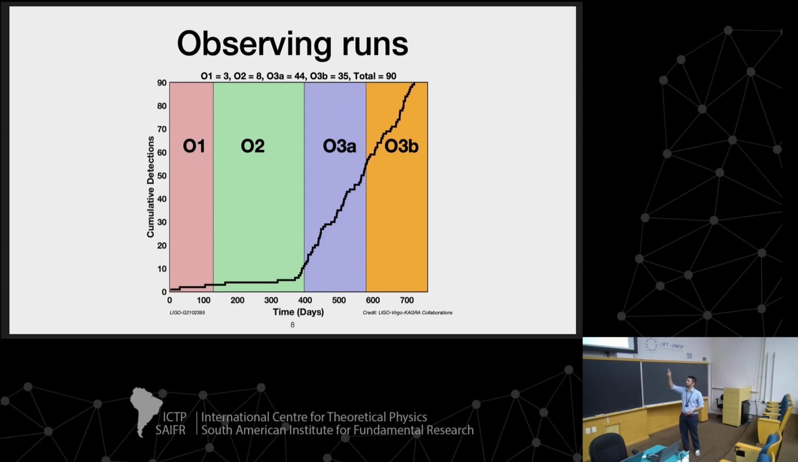And you see a nice thing, which is that the cumulative number of detections is not linear, because at every observing run, the sensitivity of the detector improves. So in an equal amount of time, you are collecting more detections.